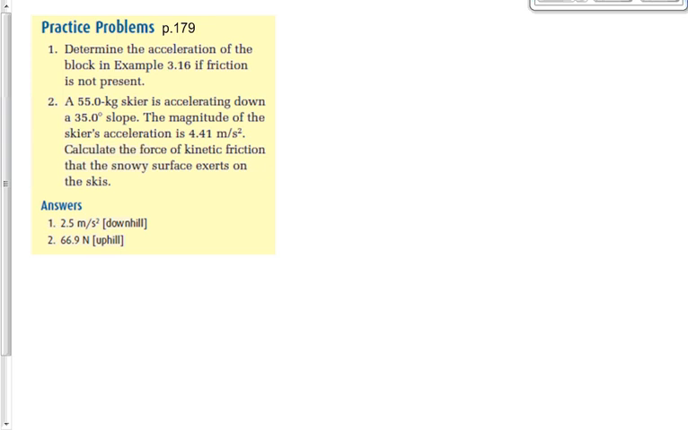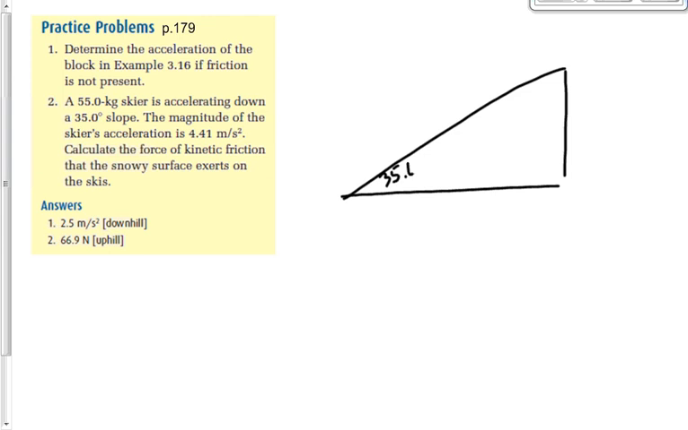Let's look at number two. It says a 55 kilogram skier is accelerating down a 35-degree slope. So here's my slope of 35.0 degrees. Here's my 55 kilogram skier.